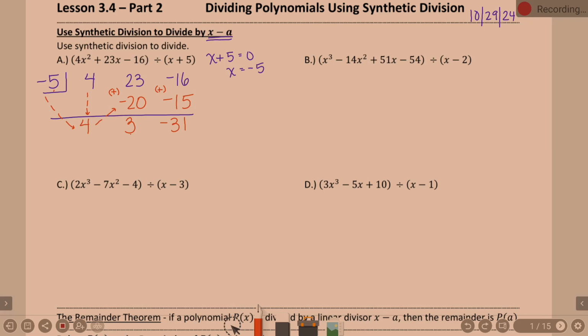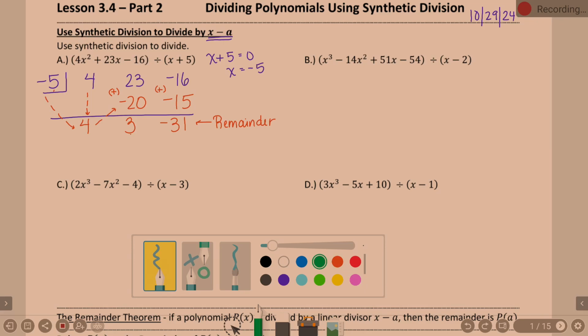Guess what negative 31 is? It's your very end thing. It is your remainder. Okay. That last spot always represents your remainder. So negative 31 is our remainder. 4 and 3 represent the coefficients. So we're going to put our variables back in.